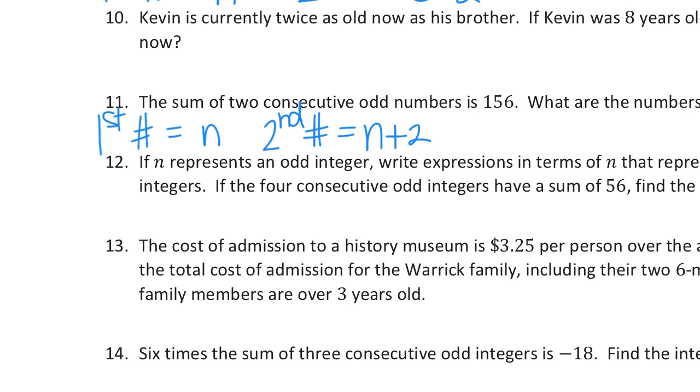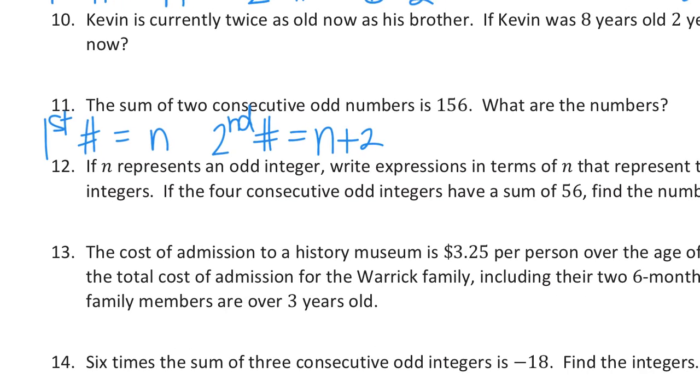So I want you to think of consecutive odd numbers. Those are odd numbers that come right after each other. So 1, 3, 5, 7, and so on. To get from one odd number to the next odd number, you have to add 2. So if I had 7 and 9, 7 plus 2 is 9. Or 13 and 15, 13 plus 2 is 15.